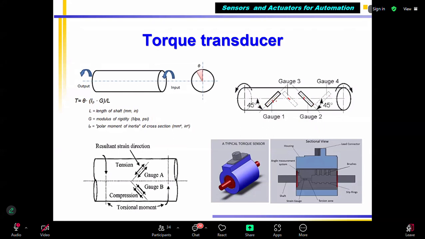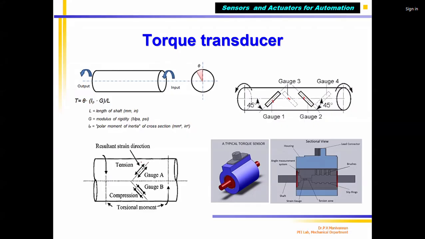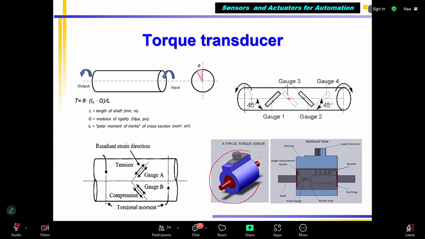You have to bond at 45 degree. At this angle, in this direction, you have to bond, and wires should be connected to this one. That's how it works. So this is very important. And so how it works, generally you can see that this is how a typical setup will come.